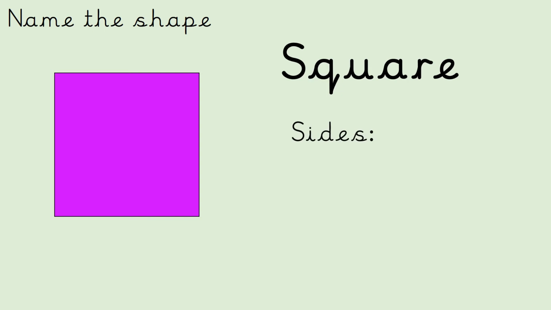What shape is this? That's right, it's a square. How many sides does a square have? Pause the video and count it now if you're not sure. 1, 2, 3, 4. A square has 4 equal sides. When we say 4 equal sides, it means that they are the same length.